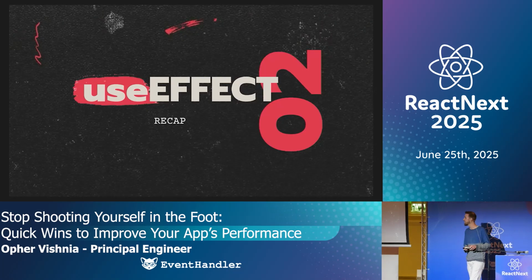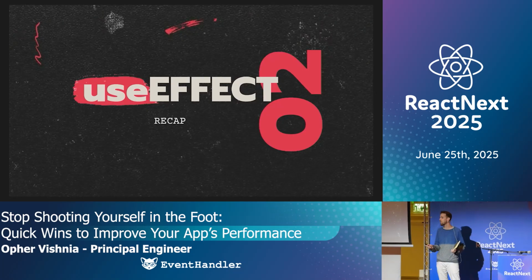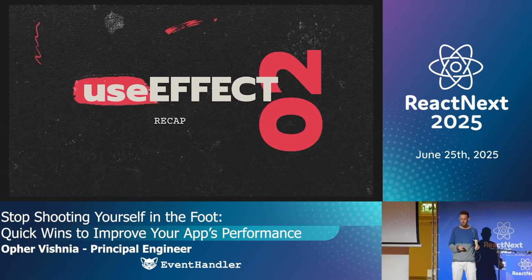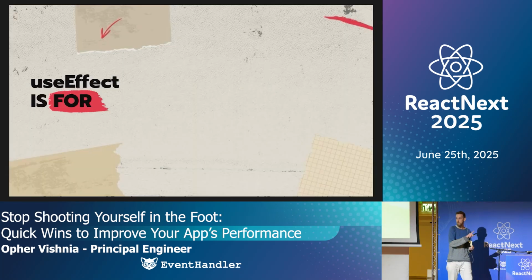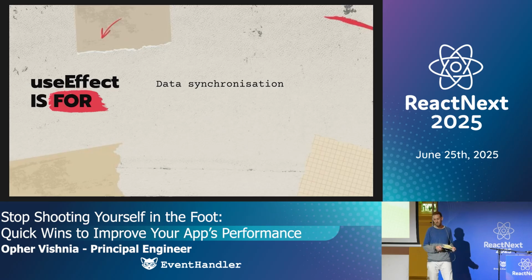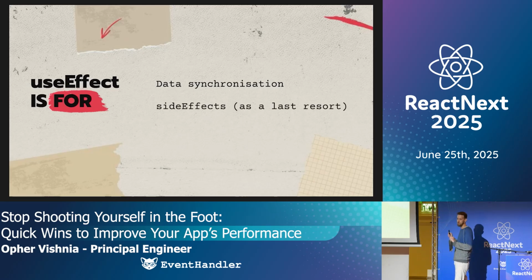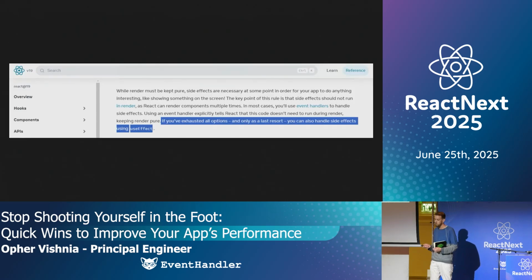Okay, useEffect. Let's do a quick recap. I'm not going to go through all of useEffect because that will take a few hours. Let's do the basic minimum. So, useEffect is used for... Someone said effect, that's wrong. It's used for data synchronization. And sometimes it can be used for side effects, but only as a last resort. And you don't have to trust me, just trust the React documentation, which says if you've exhausted all options, and only as a last resort, you can also handle side effects using useEffect.